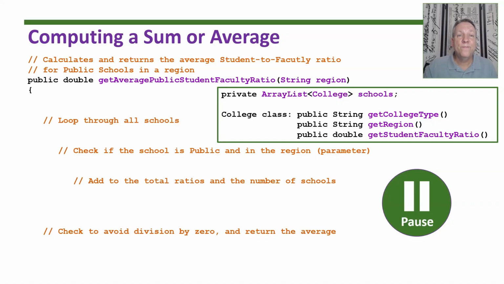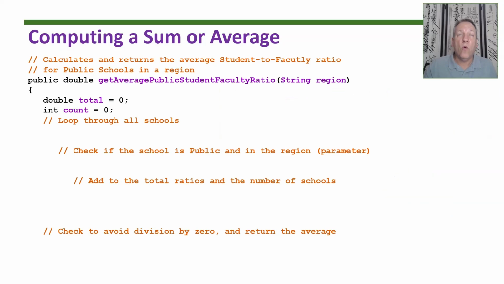All right, ready? Here we go. First, as I mentioned briefly, we're going to need a couple of variables to hold our total and also count the number of colleges that we find that actually match that criteria. So we're going to loop through all the schools.